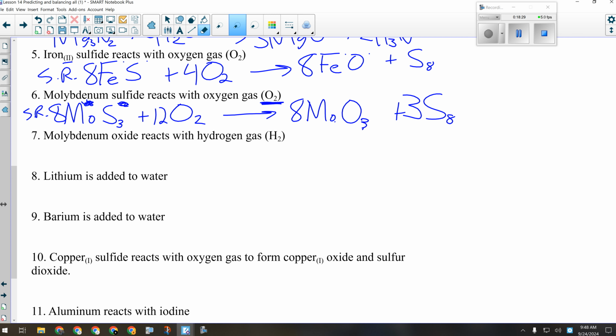All right, how many people have done 7? All right, let's look at 7. So we got molybdenum oxide again, MoO3. We can carry that over from the previous one. And it reacts with hydrogen gas.